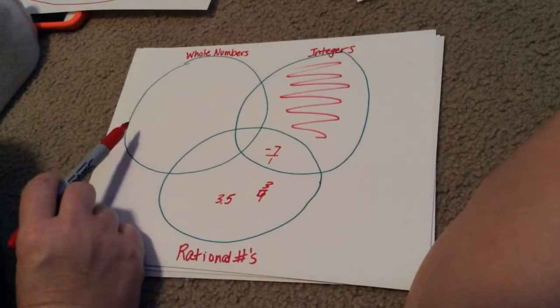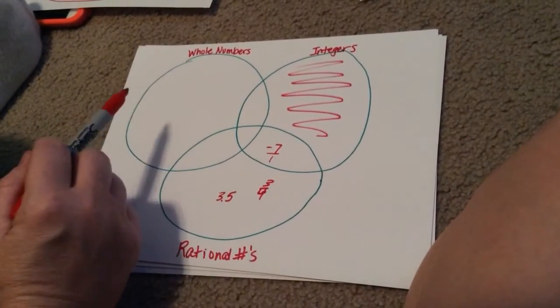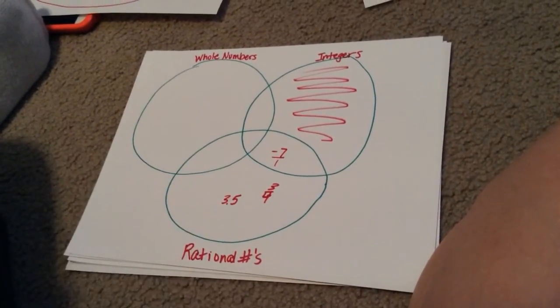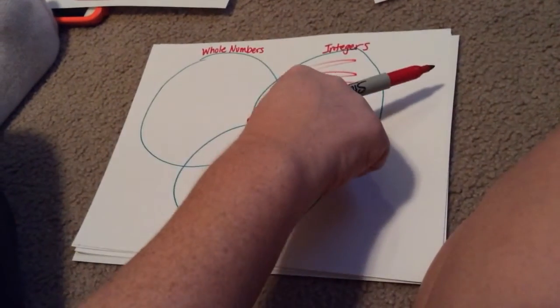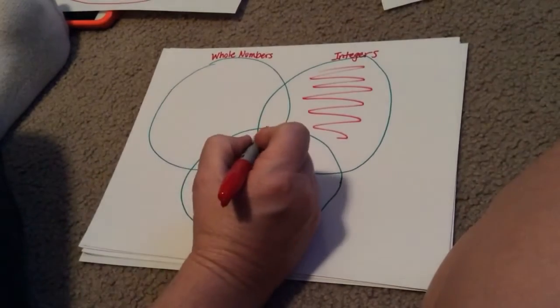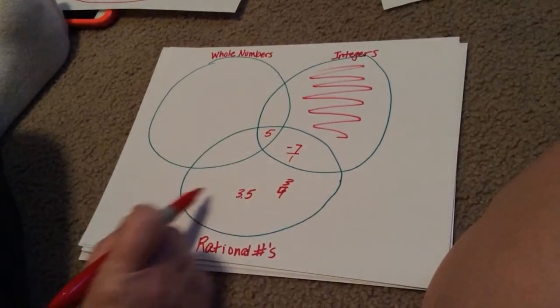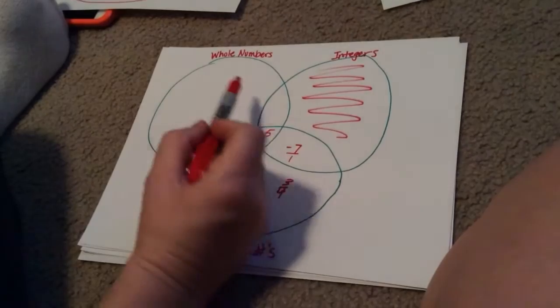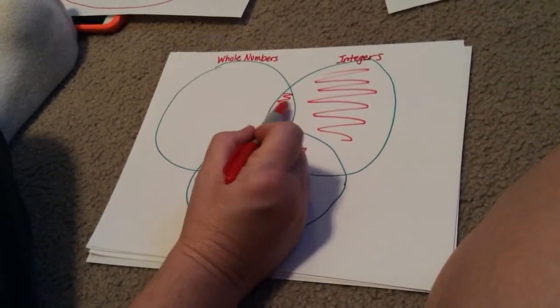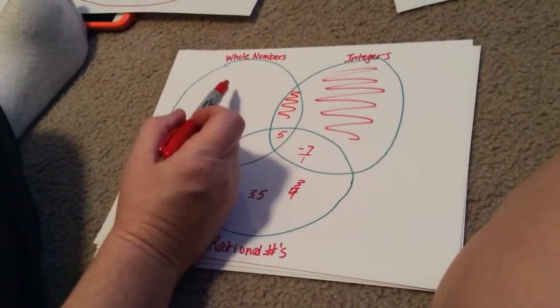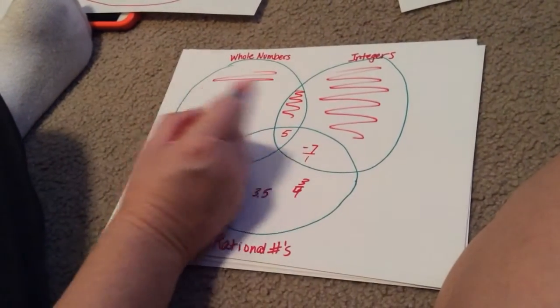Now, the whole numbers were just like integers, but they're all positive. So if I said the number 5, well, 5 is a whole number, so it fits here, but 5 is also an integer and a rational number, so it goes here in the middle. Okay, and this is the most specific spot. There is nothing that's going to be a whole number and an integer that's not a rational number. There is nothing that's going to be a whole number but not an integer or rational number.